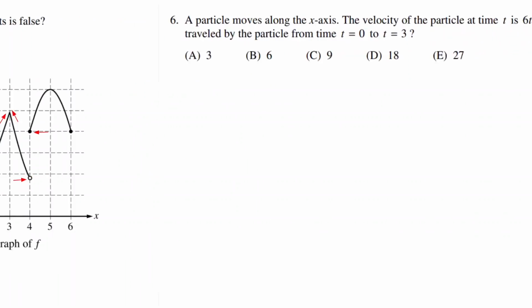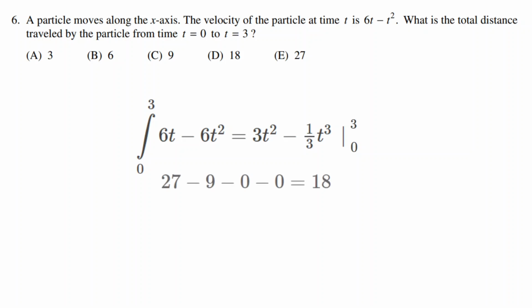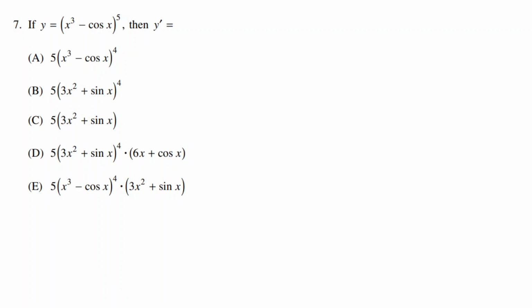Number 6, to find total distance, we just take an integral from 0 to 3. It would be 3t squared minus 1/3 t to the power of 3, and we plug in the bounds to solve. It ends up being 18, D. 7 is a chain rule derivative, so we derive the outer part first, which is 5 times the thing inside to the power of 4. Then we multiply it by the derivative of the inside, which is 3x squared plus sine x. The answer would be E.